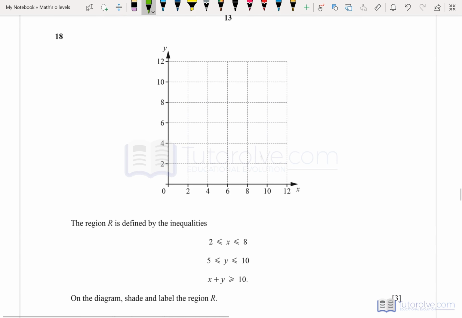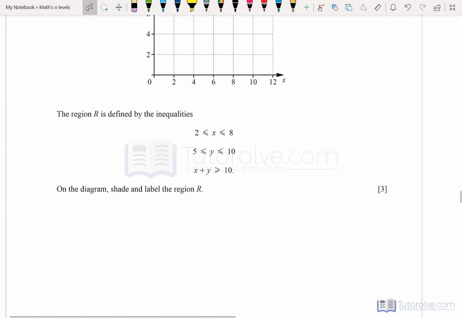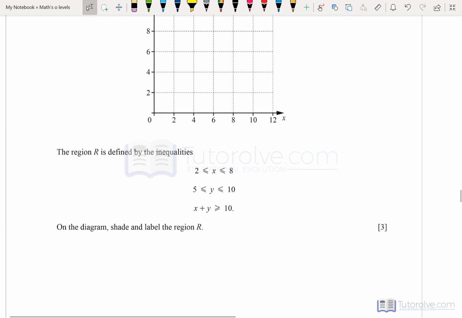Now we have question number 18, and the region R is defined by the inequalities. So on the diagram, we have to shade the region. So basically we have a lot of equations here. We have x is equal to 2, we have x is equal to 8, we have y is equal to 5, y is equal to 10, and we have x plus y is equal to 10.